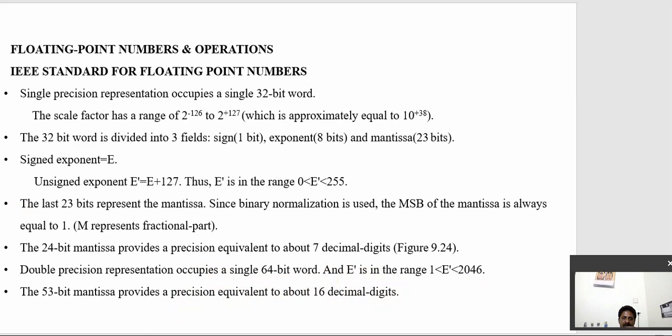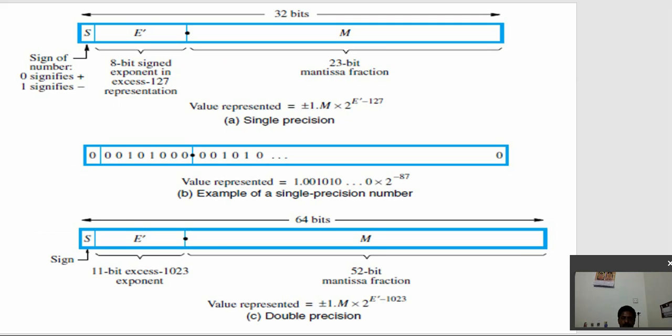So whenever you go for floating point numbers, see how they are going to be represented. This is the single precision format. Whenever you consider a single precision format, it is totally 32 bits in length.